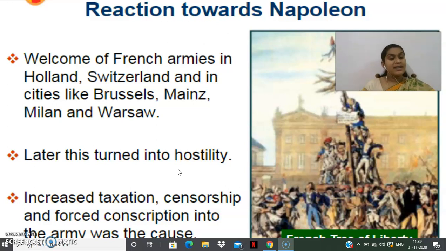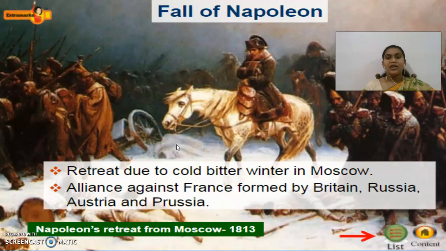So he introduced even censorship, and forced conscription into the army. So finally, the increase in the taxes, the censorship, and the force towards the army, all those things, what happened? Again, people started to feel that oppression. In the beginning, whatever changes he made were very good, very beautiful changes. The people were impressed by that. But very soon, his administration turned into hostility. The people started to feel that oppression in his administration, due to the censorship, due to the increase in the taxation, all those things.